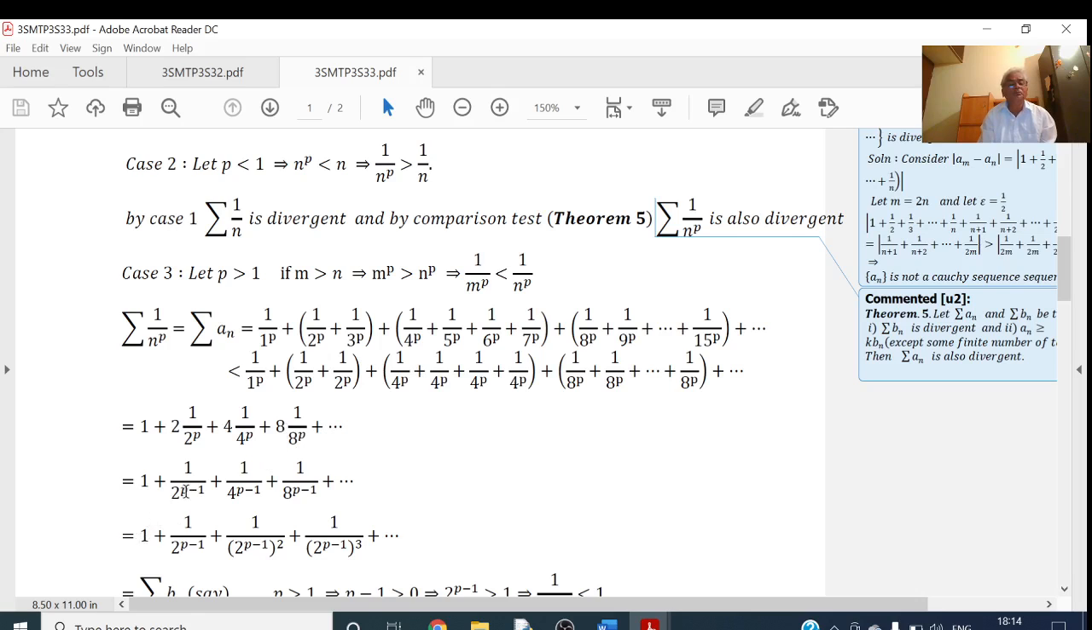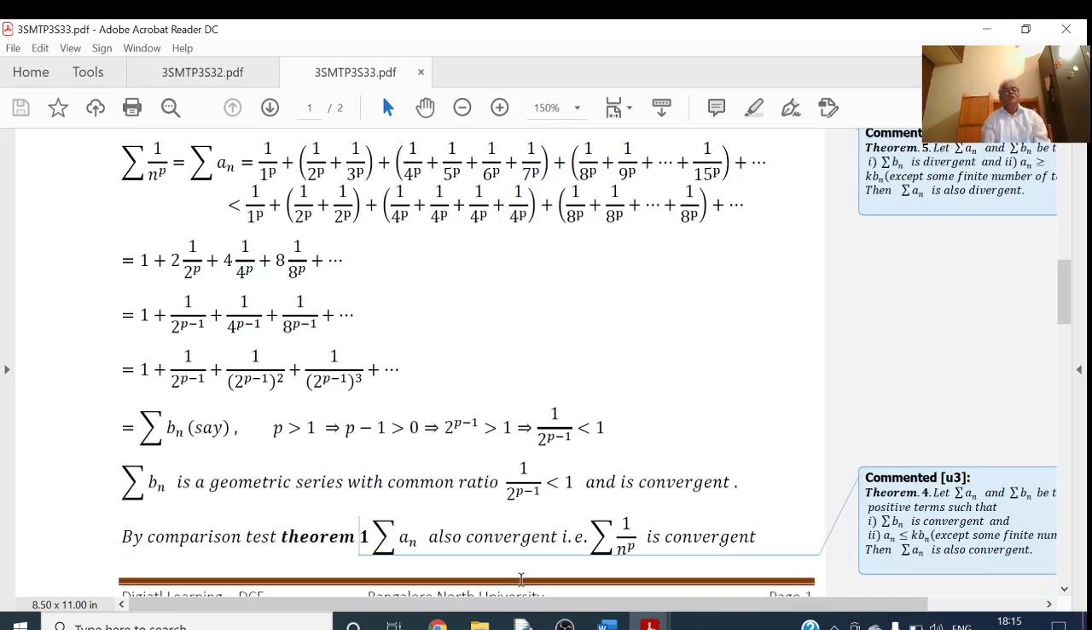This is equal to 1 plus 1 by 2 to the power of p minus 1, plus 4 can be written as 2 square. That is, 1 by 2 square to the power of p minus 1, or 1 by 2 to the power of p minus 1 whole square, plus 8 can be written as 2 cube. That is, 1 by 2 cube to the power of p minus 1, or 1 by 2 to the power of p minus 1 whole to the power of 3. Okay. Then let me take this right hand side series as sigma bn.